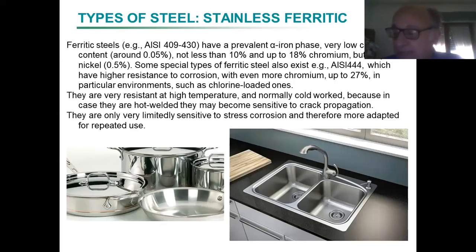How much chromium do we need for ferritic steel for chromium to be effective? Well, not less than 10%. Then the range is usually between 10 and 18%. In some cases, you go up to 27%.